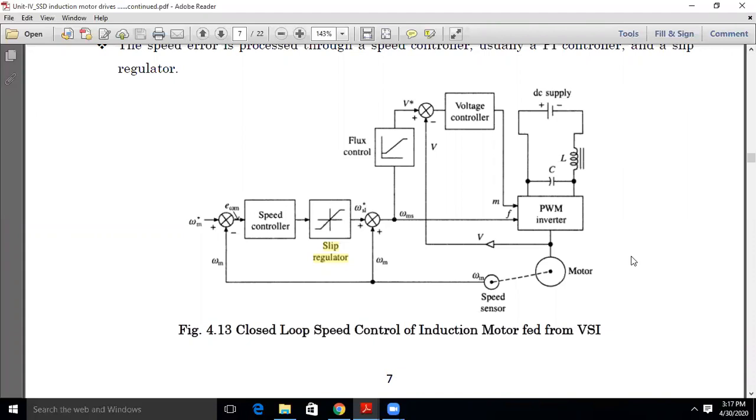So now, whatever the control scheme is there, it is only to automate the open loop control, whatever we have seen in the VSI and CSI fed induction motor drives. In order to automate the open loop control, we are using this closed loop. So then how to automate speed control?